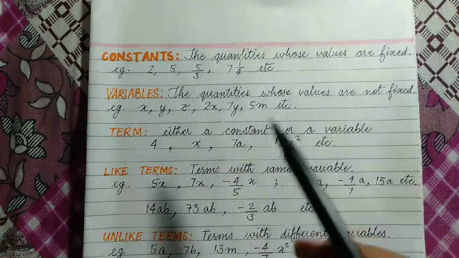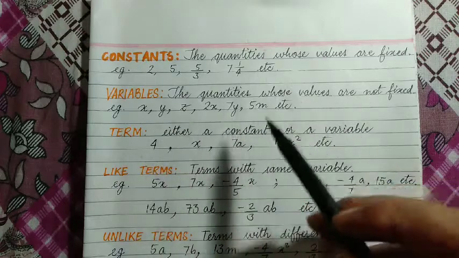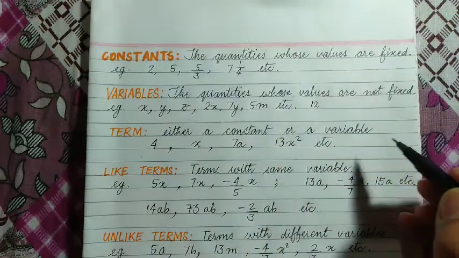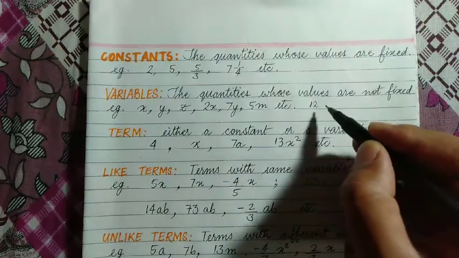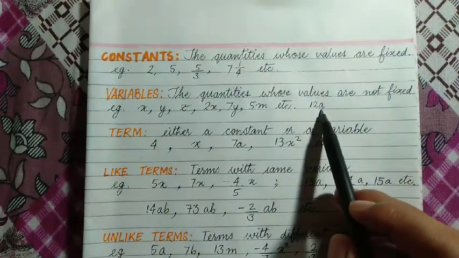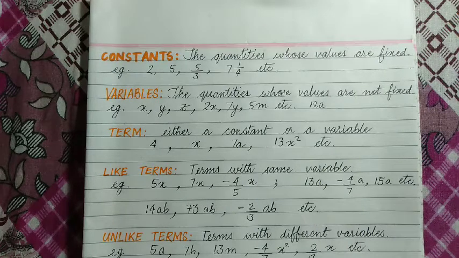Similarly, 5m or any term with any number. Like, let's say 12 is a number and it's connected with any variable like 12a. Okay, so 12a, since a is a variable, 12a also becomes a variable.